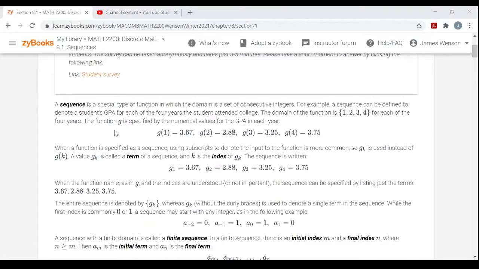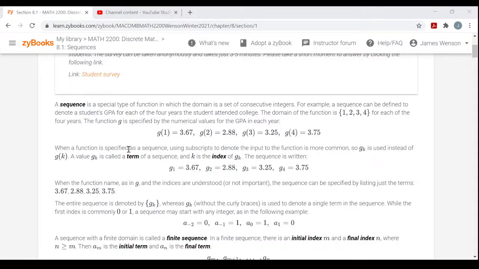Alright, so definition. A sequence is a special type of function in which the domain is a set of consecutive integers. For example, a sequence can be defined to denote a student's GPA for each of the 4 years the student attended college. The domain of this function would be 1, 2, 3, and 4, right? All the inputs: the first year, second year, third year, fourth year. And the function g is specified by the numerical values of the GPA in that year. So here's a sequence of four values, 4 terms.